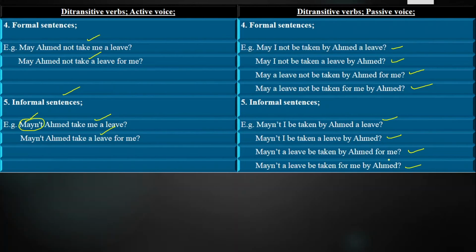So these are the sentences of the ditransitive verb take with the modal auxiliary verb may.